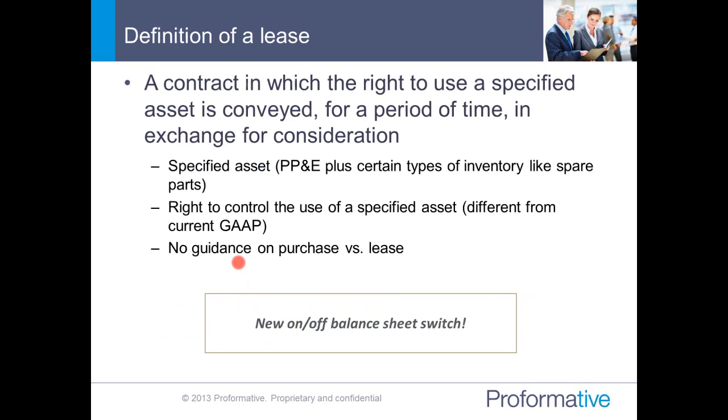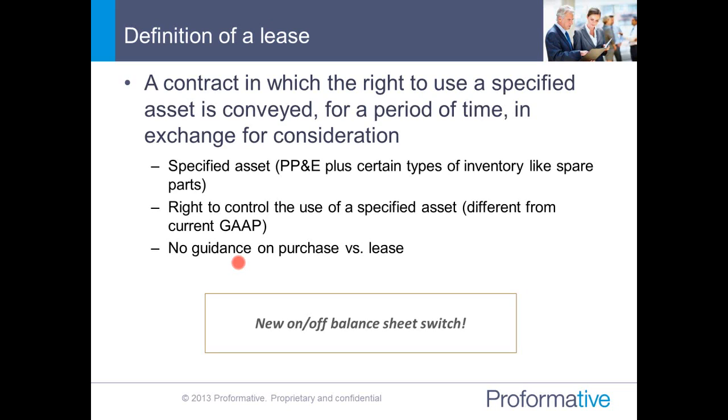As for the rates that will be used, the lessee will use the incremental borrowing rate unless they know the lessor's implicit rate, which they seldom ever would. And on the lessor side, the interest rate is the implicit rate in the lease.